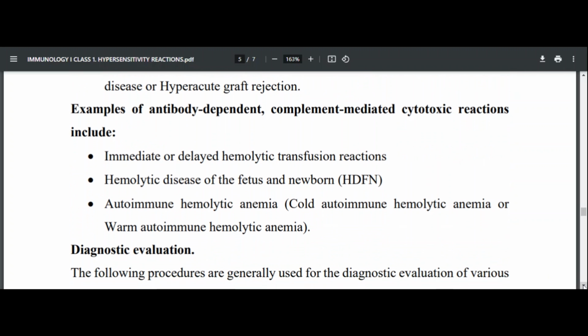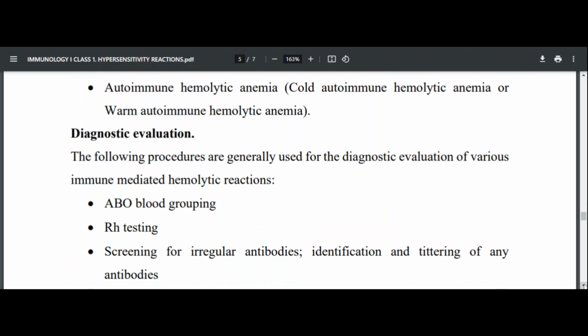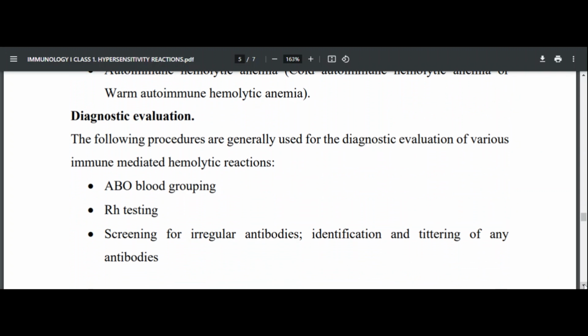All of them are here: immediate or delayed hemolytic transfusion reactions, hemolytic disease of the fetus and newborn, autoimmune hemolytic anemia, and so on. So diagnostic evaluation of type 2 hypersensitivity includes, of course, what you remember we do in case we want to evaluate hemolytic disease of the fetus and newborn and hemolytic transfusion reaction.